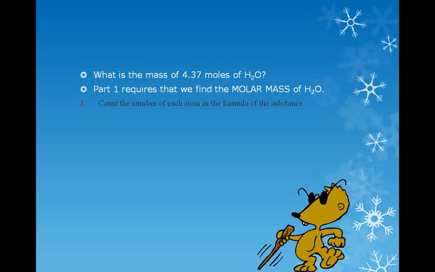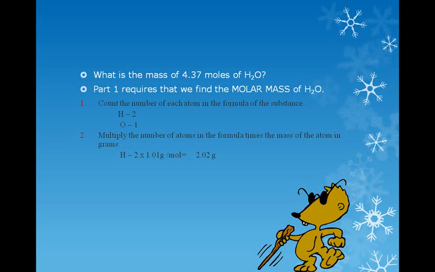Remember, we're going to count the number of each atom in the formula of the substance. For hydrogen there are 2. For oxygen there is 1. In the next part of this step, we're going to multiply the number of atoms in the formula times the mass of the atom in grams. Hydrogen has a mass of 1.01 grams per mole. We find this, remember, from the periodic table.